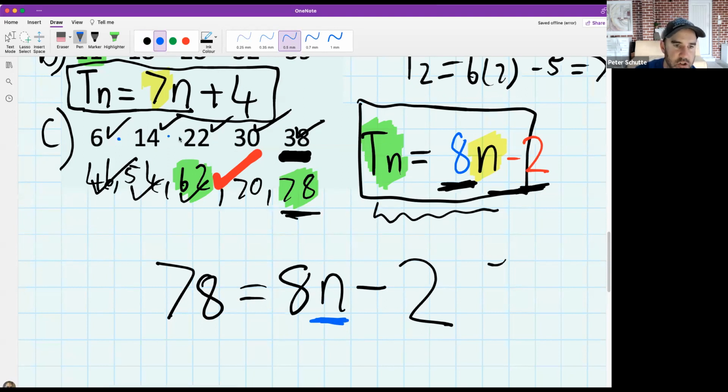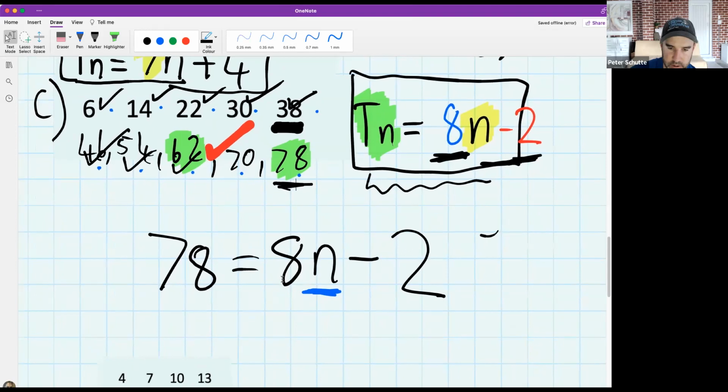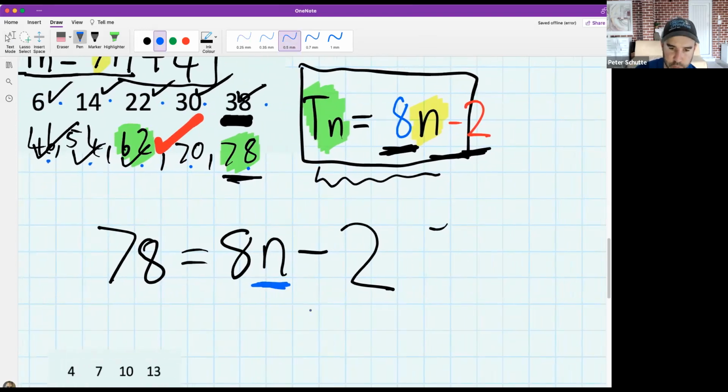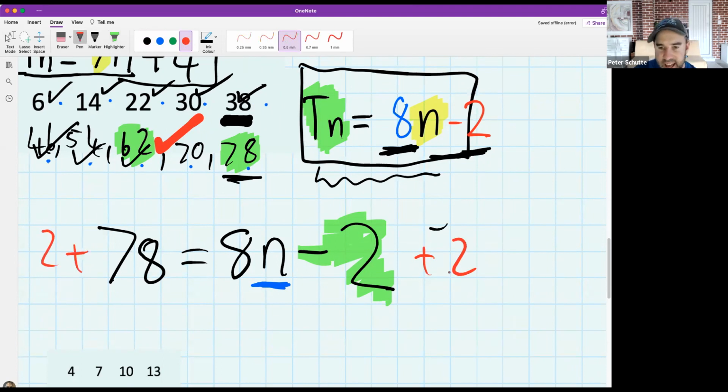Let's count 1, 2, 3, 4, 5, 6, 7, 8, 9, 10. So if life is going well, I can see that 78 is the 10th position. So let's do some algebra. And just like before, in order to get rid of the minus 2, I'm going to add 2 to both sides. So just ask yourself if you understand that. I'm adding 2 because it's the inverse process of minus 2.